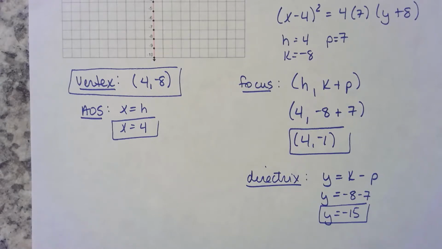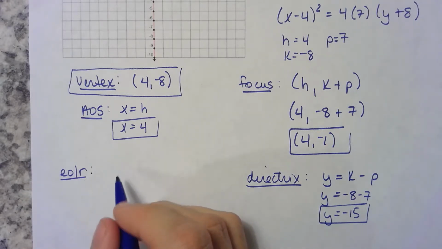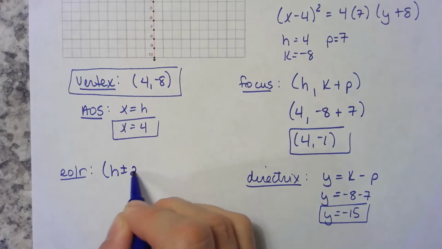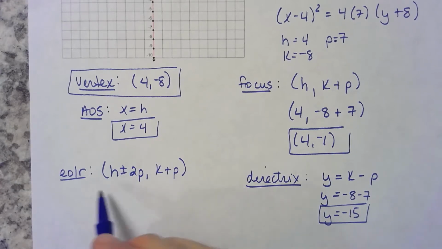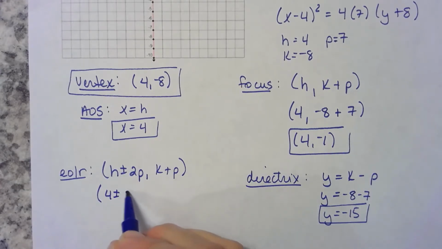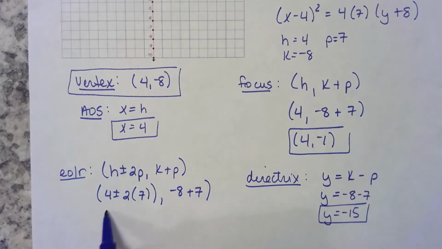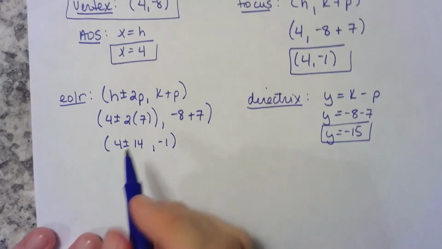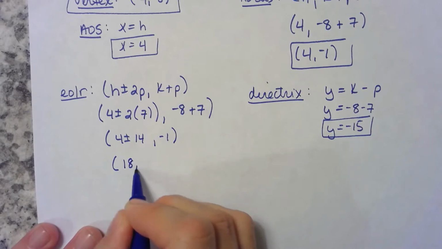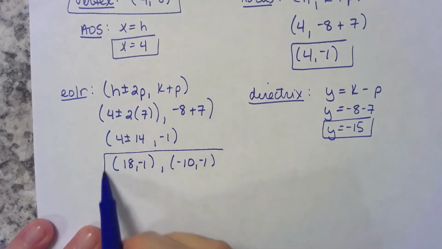What else are we missing? The endpoints of the latus rectum. That's going to be (h plus or minus 2p, k plus p). So h is 4, p is 7, k is negative 8, and p is 7. So we're going to have (4 plus or minus 14, -1). 4 plus 14 is 18. 4 minus 14 is negative 10. These will be the endpoints of the latus rectum.